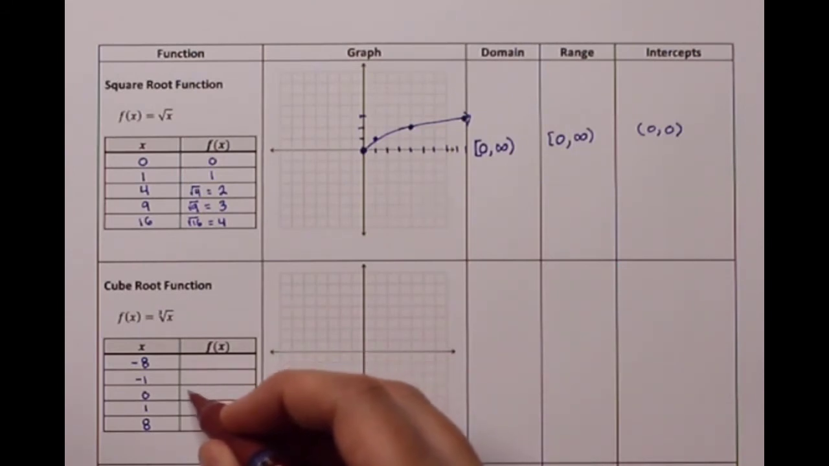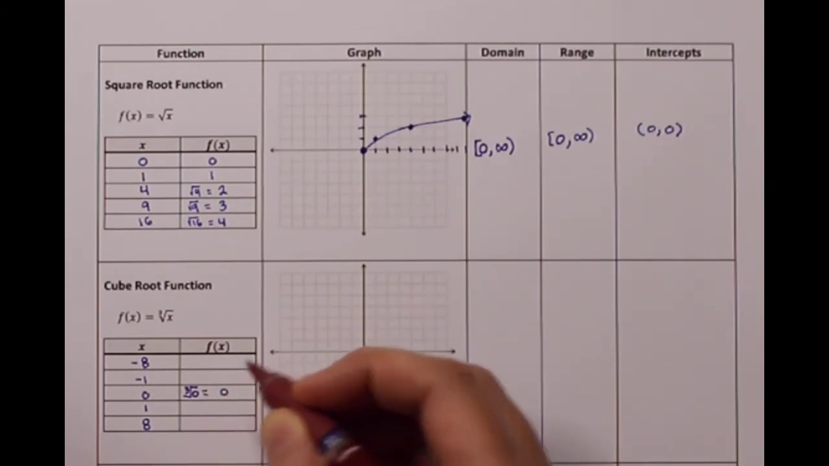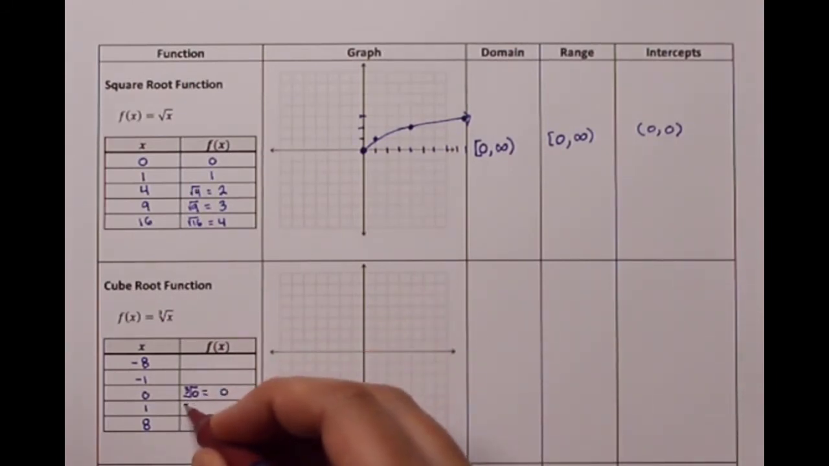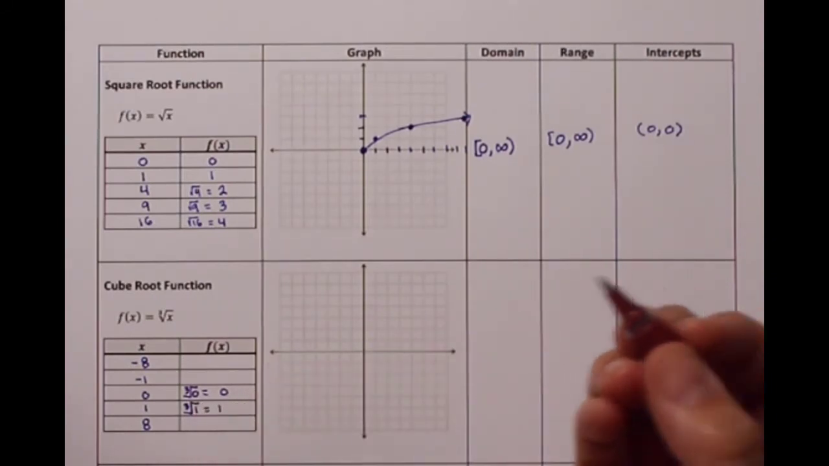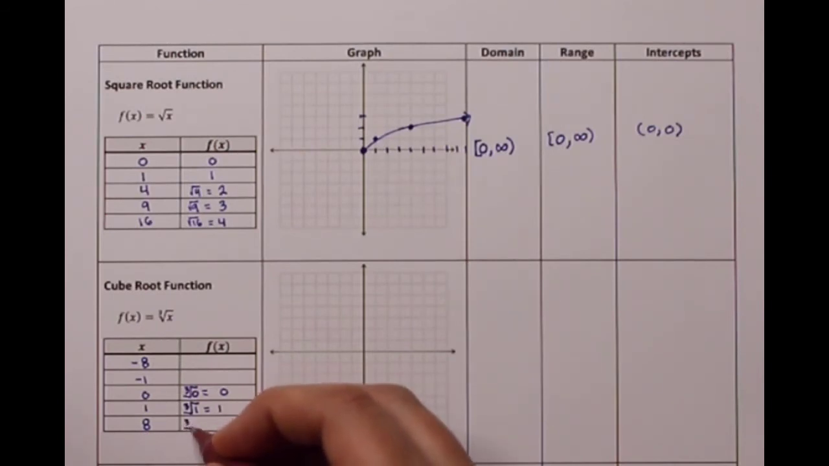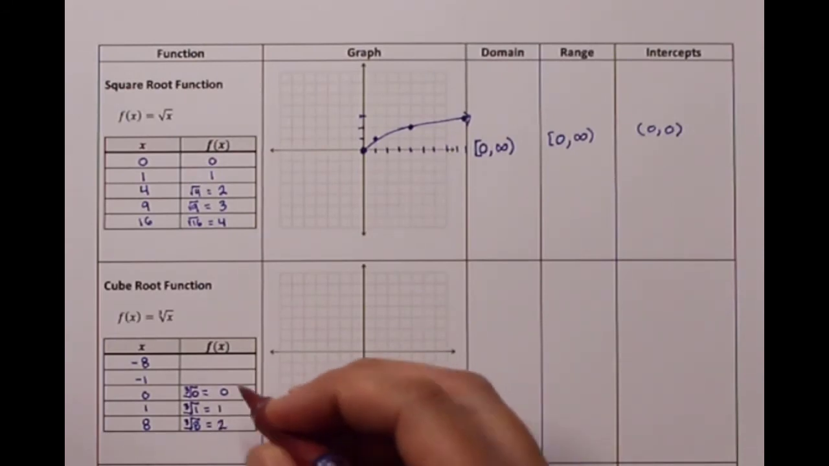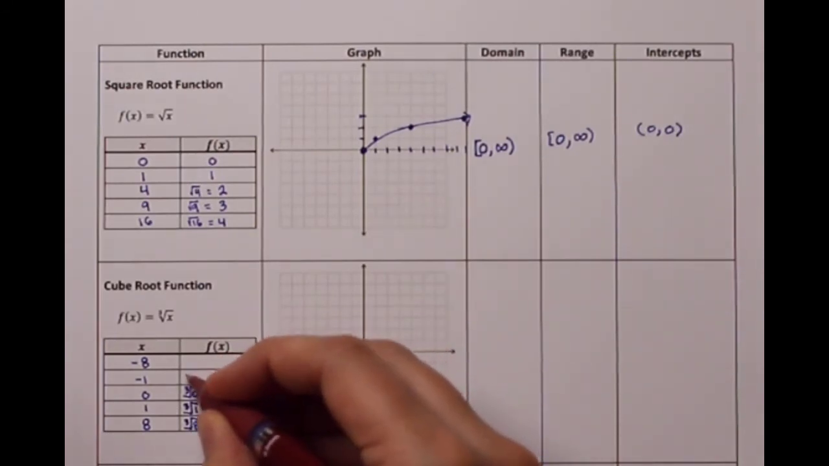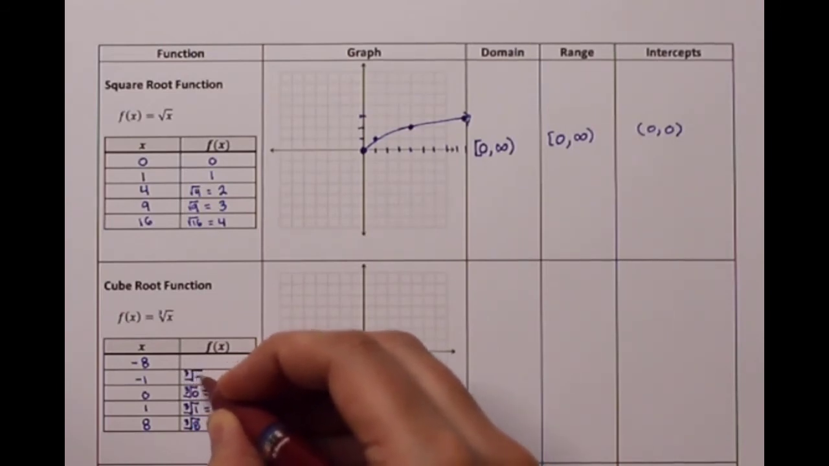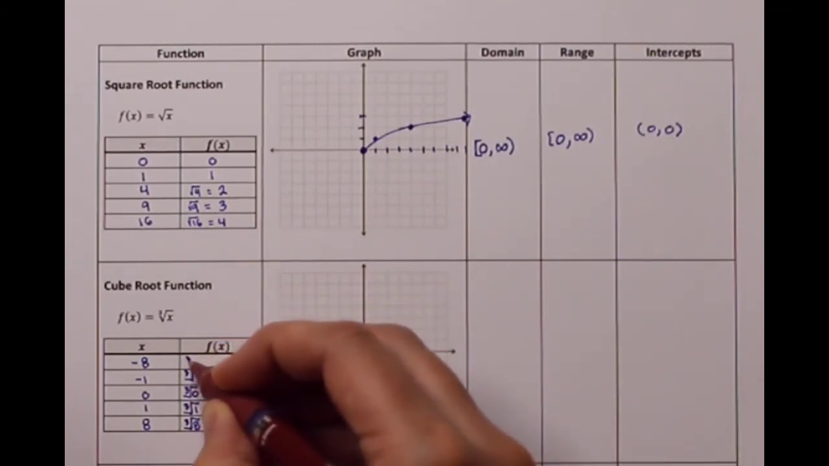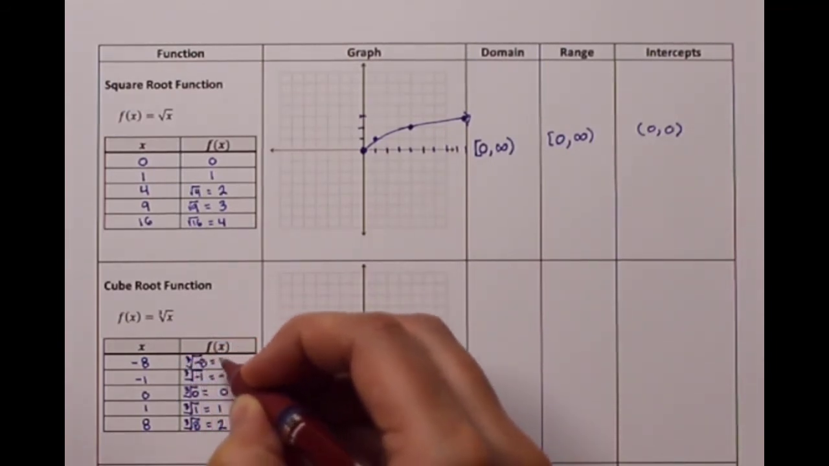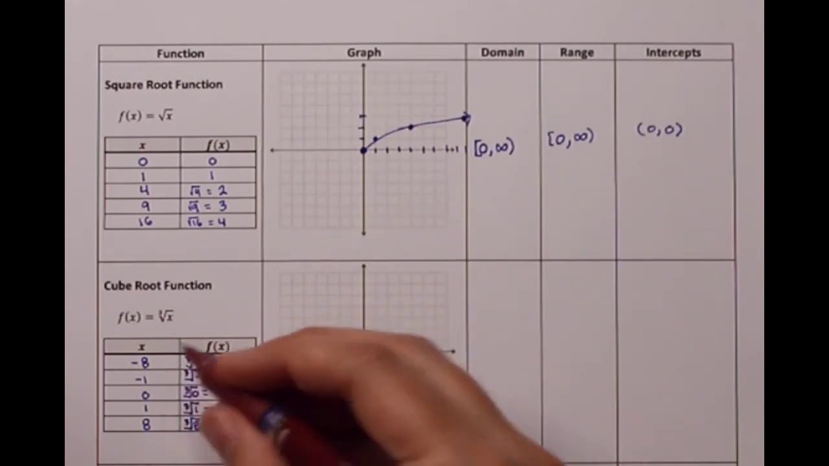Let's start with 0. What number times itself 3 times gives us 0? Well, it is 0. Let's go to 1. What number times itself 3 times is 1? Well, the number is 1 that does that. Let's go to +8. What number times itself 3 times gives us +8? Well, that number is 2. So cube root of 8 is 2. And then if we go to the negatives, cube root of -1, well, -1 times itself 3 times is -1. And then cube root of -8, -2, because -2 cubed is -8.